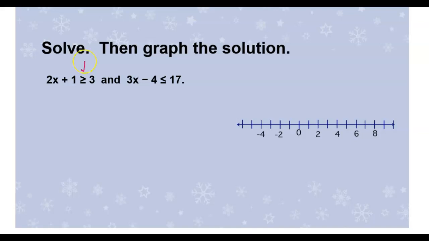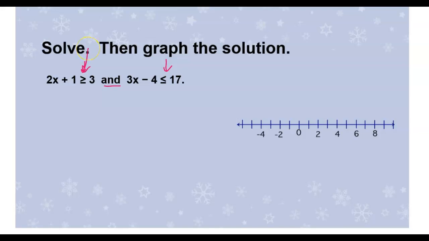Now, as you notice, we've got two inequalities separated with an "and." That means this is a compound inequality. So we are going to solve each of these separately. So please hit pause and try that, because that's what we did in section 4.1. When you're ready, go ahead and hit play.